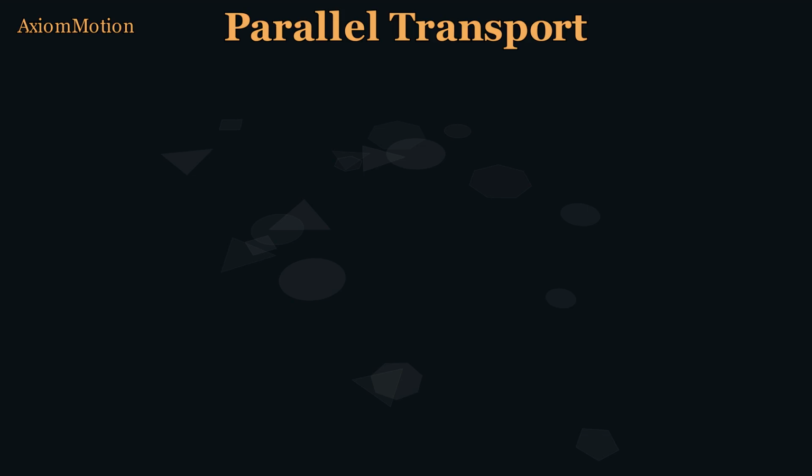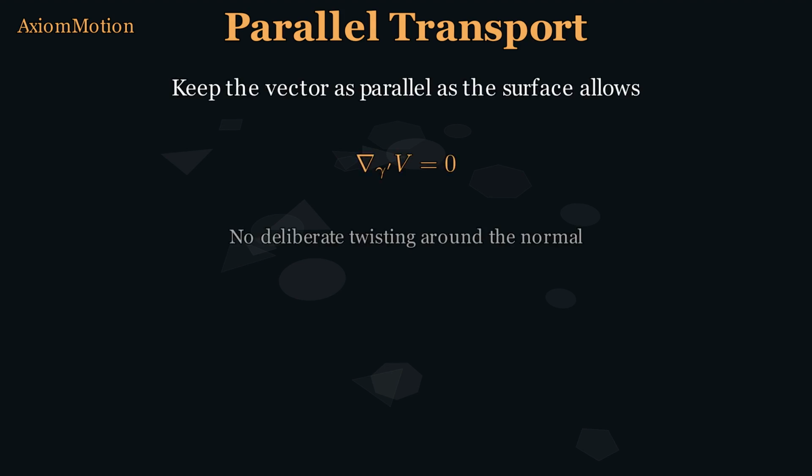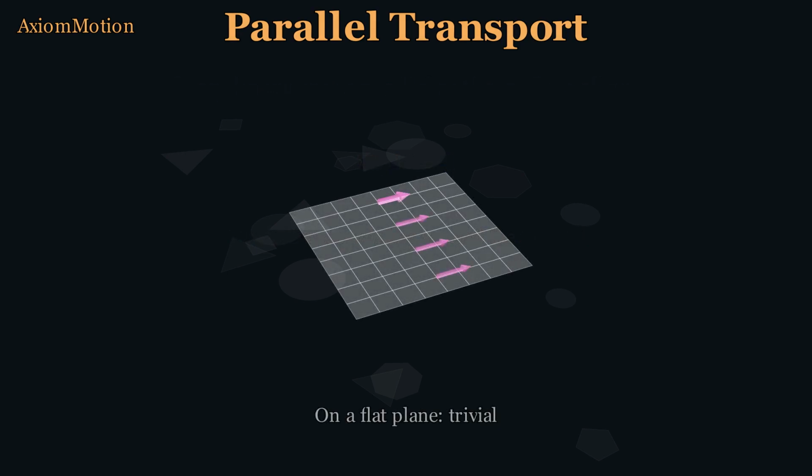There is one more way curvature reveals itself, and it may be the most surprising of all. Parallel transport. Take a tangent vector on a surface and slide it along a curve, keeping it as parallel as the surface allows. The rule is simple. The covariant derivative along the curve is 0. No deliberate twisting. On a flat plane, this is trivial. The vector keeps its direction no matter where you move it.